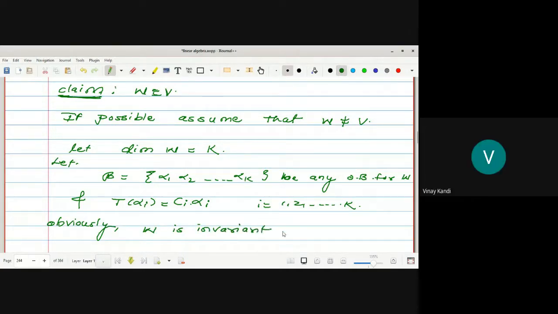How did this come? The basis of a subspace is always a subset of it. Here beta is contained in W, that means alpha I belongs to W. T of alpha I is Ci into alpha I as defined. So this product, Ci being any scalar, also belongs to W, because W is a subspace and a subspace is closed under scalar multiplication. So here W is invariant under T.